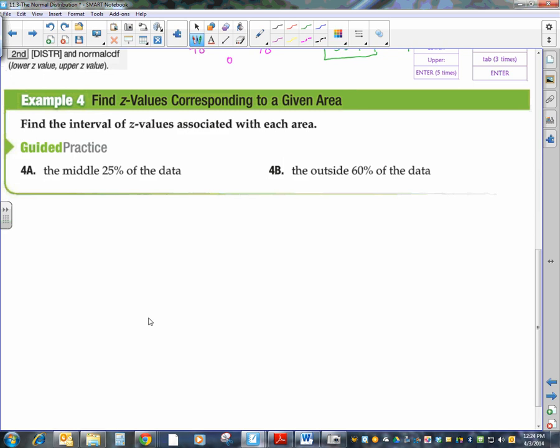Okay, so find the interval of z-values associated with each area. We're looking for the middle 25% of our data. Again, I like to draw it, so I'm going to do a really bad sketch of a normal curve. And remember that what's in the middle, my mean is 0. And if I'm looking for the middle 25%, then that means that I want 0.125 on both sides, right? Because that together gives me the middle 25% of my data.